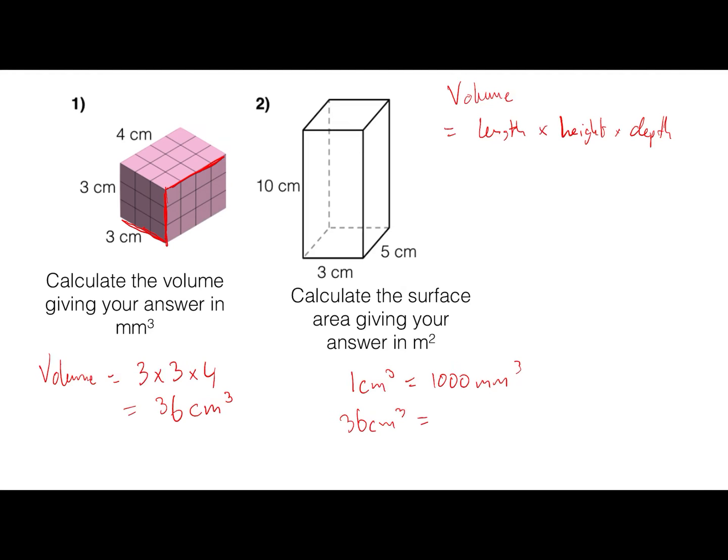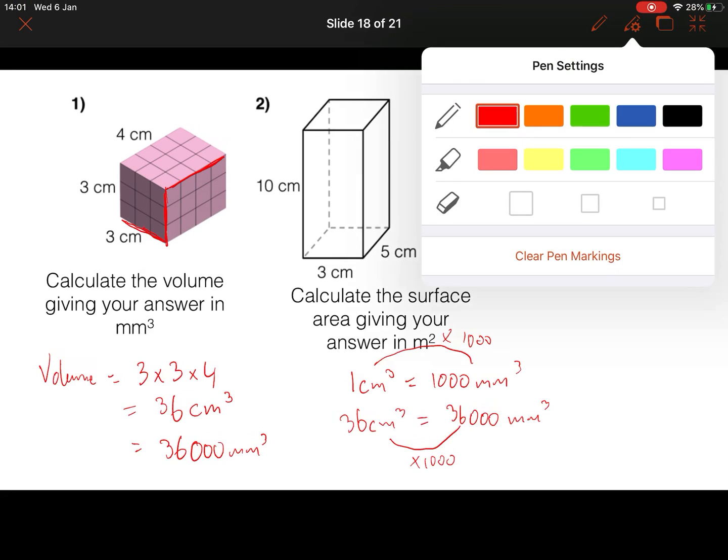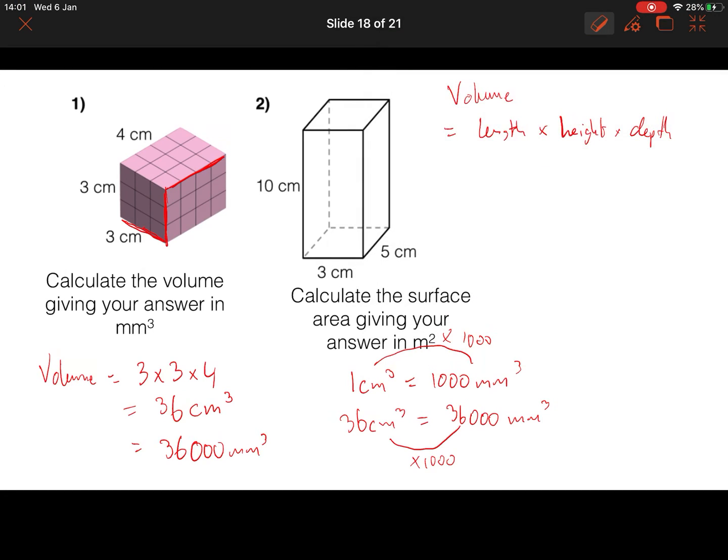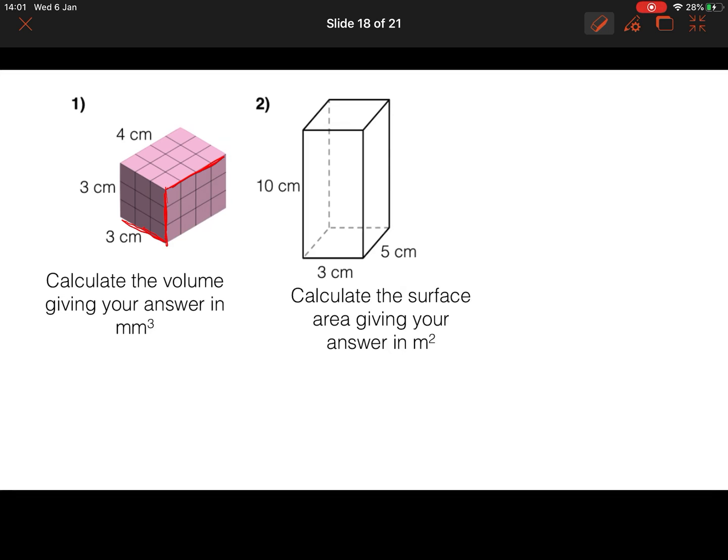Okay, so we want 36 centimetres cubed. That's timesing by 1,000. So we're going to times by 1,000 here. And so we're going to get 36,000 millimetres cubed. That is the answer, 36,000 millimetres cubed. Okay, so that's job done for volume. Remember, the volume of a cuboid is the length times the height times the depth.